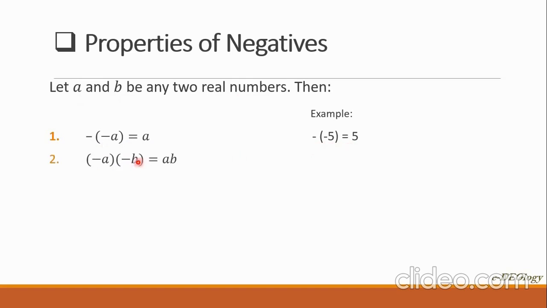The second rule is about negative A multiplied by negative B equals positive AB. In other words, if we're going to multiply two negative numbers, the answer will be positive. One example here is negative 5 multiplied by negative 3 equals positive 15.